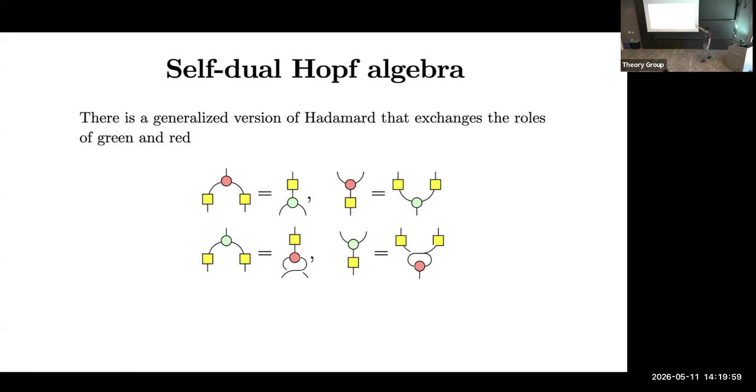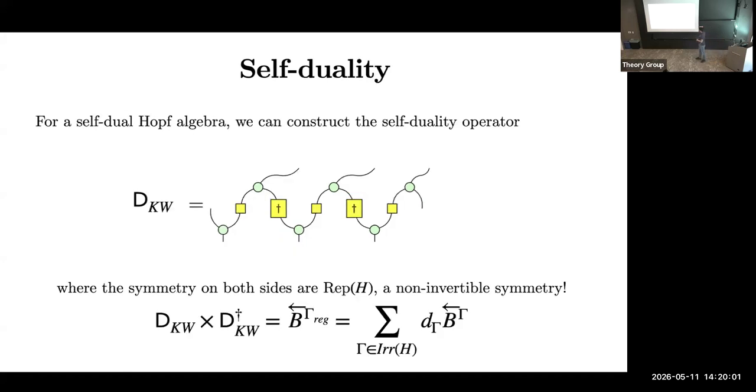So if you have this structure, then now you can use it to construct things. For a self-dual Hopf algebra, we have this Hadamard, and we can use it to construct the self-duality operator, very similarly to what I drew before.